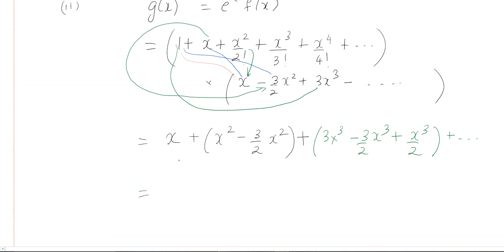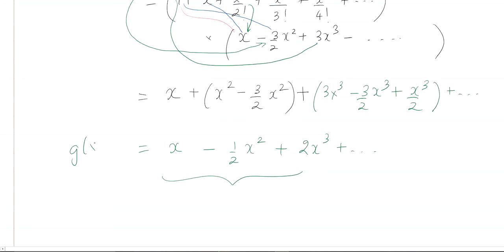Okay, so when we combine all this, we end up with x plus 1 minus 3 half, which is negative half, so this is minus 1 half x squared, and then 3 minus 3 half plus half. Minus 3 half plus half is minus 1, so this ends up becoming plus 2x cubed plus dot dot dot, and this is g of x up to the third degree. Right, so that's it for this problem.